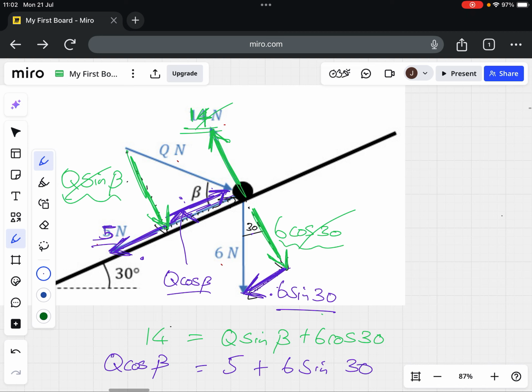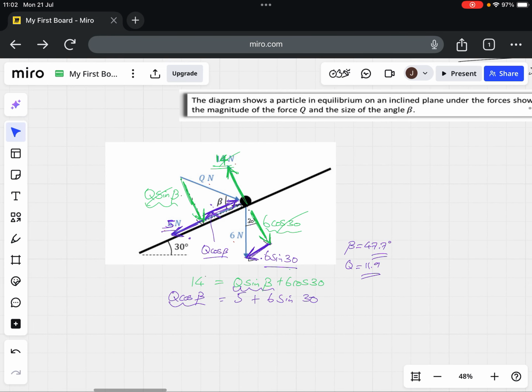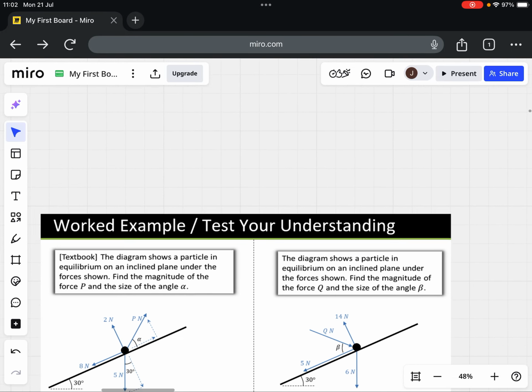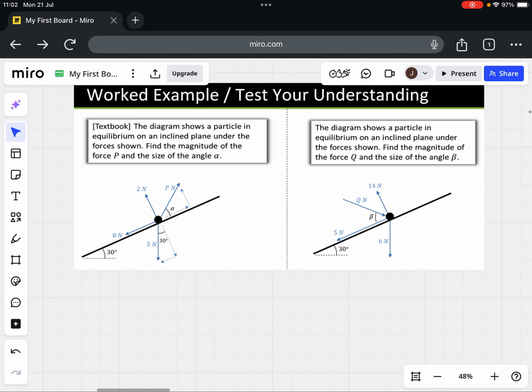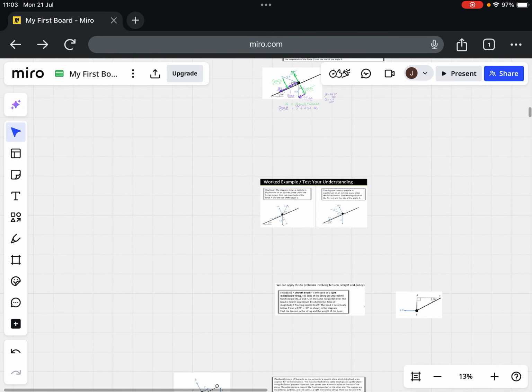What are we going to do? You know, no great surprise here, okay? You get these ones on their own. You solve it from there. You should end up getting that beta is 47.7 and Q is 11.9. Okay? So we're going to have a go. Just last couple. Once you've done enough of these, they are the same every single time. So just, oh no, I think we've actually done them, haven't we? So that's actually our section there complete.